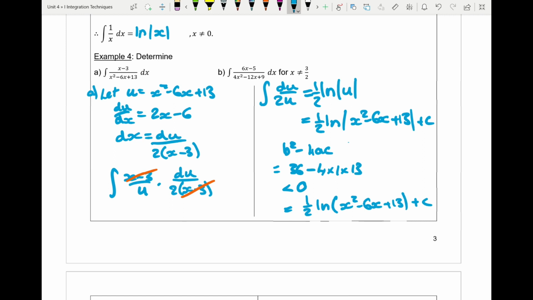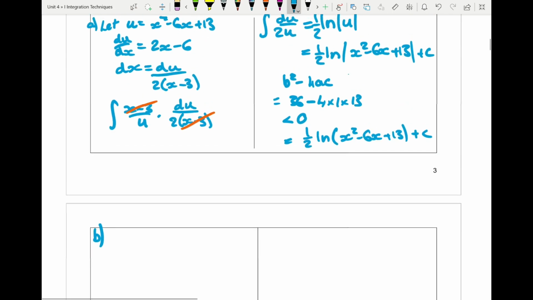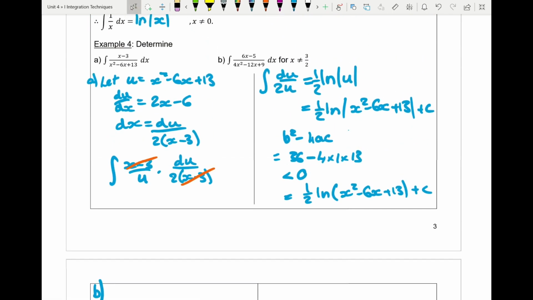All right, part B, a little bit more complicated. If I were to look at the denominator, we can see that the derivative of that is going to be 8x take 12. Now 8x take 12 is most certainly not 6x take 5. It's also not a multiple of 6x take 5. So we have to transform that 6x take 5 into something that we can actually work with. To do that, excuse my ruffling paper.